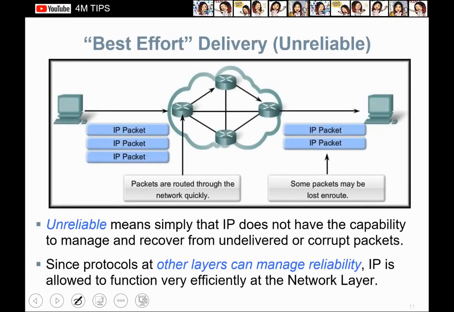All right, let's talk about the second characteristic. Now, the second characteristic is the best effort protocol. Okay, IP is a best effort protocol. However, it is unreliable. Unreliable means that IP does not have the capability to manage and recover from undelivered or corrupt packets. That means when I send the packets to the destination, IP will not have any recovery. Due to all this, it will cause a low overhead. When you have a low overhead, of course, the packet can reach its destination in a very fast way. That's why this is called a best effort protocol, even though it's not reliable.